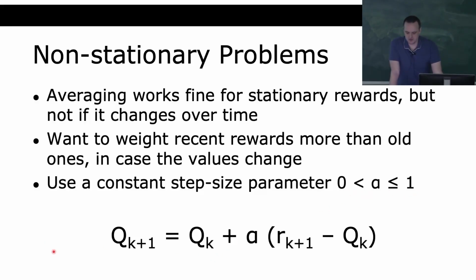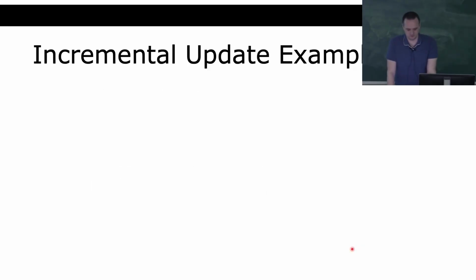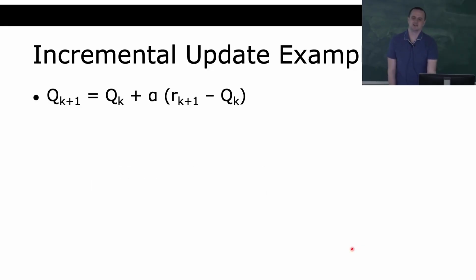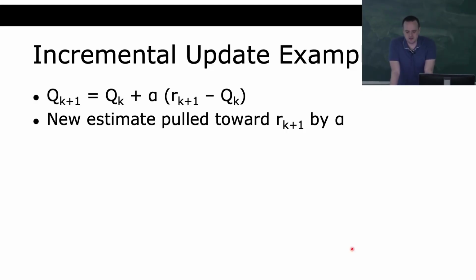Okay? So here is our new formula. Our new estimate is going to be our old estimate plus some step size alpha between 0 and 1, and the thing that we're multiplying this by is the difference between the new sample and the old estimate. And I'll have an illustrated example of this, which hopefully makes it easier. Okay, so the new estimate is going to be pulled toward R_{k+1} by this step size of alpha.